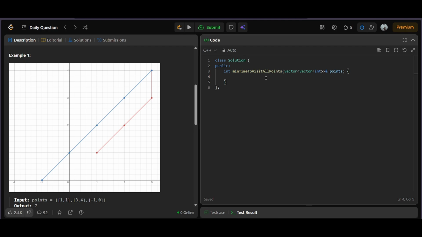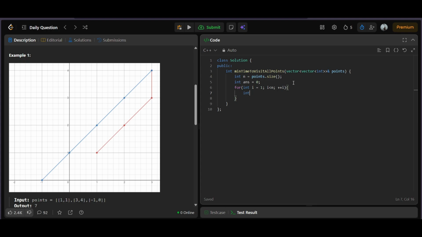Let's just code it up. So we are taking the points, not the size. So we will take our answer here. Then what we will do is move from the first index, because we need to take 2 adjacent points, right? Because we only need to move in a direction.